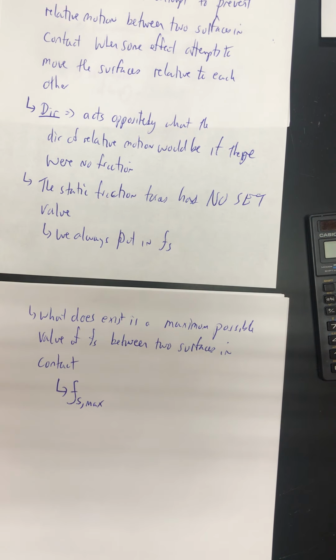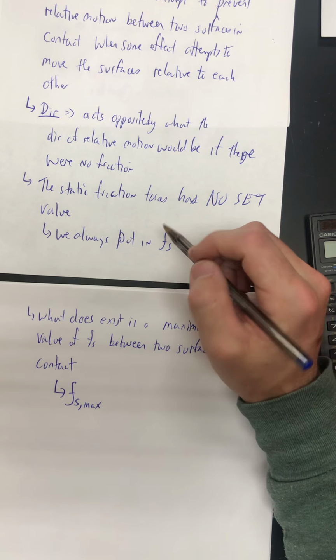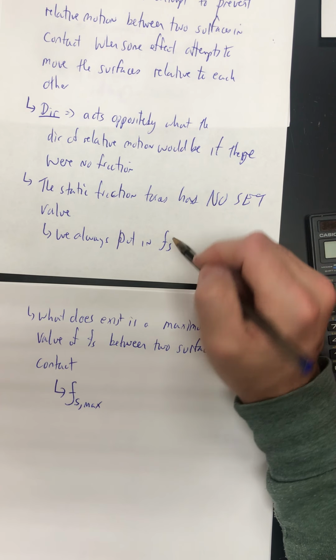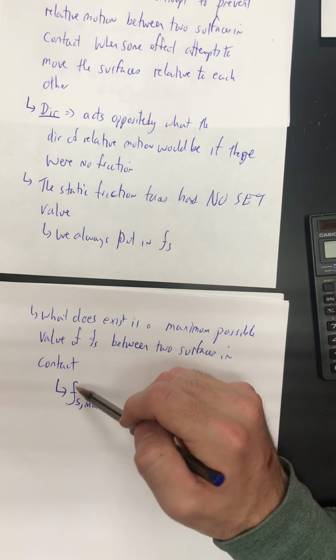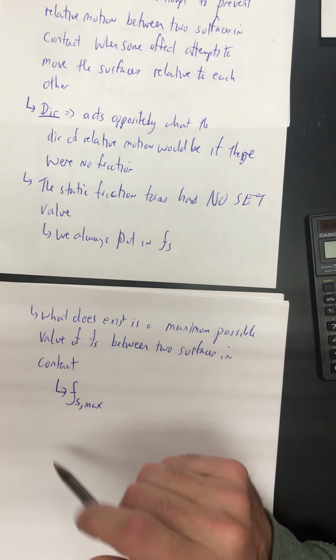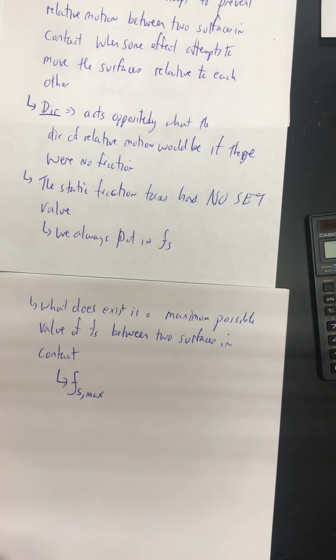So what I have an equation for is Fs max between two surfaces, not for Fs. So when I said we always put Fs on our free body diagram, we're always going to put the actual force of static friction. We're never going to assume it's the maximum value. We would never have Fs max on our free body diagram. I'll show you how this functions in practical terms in just a moment.